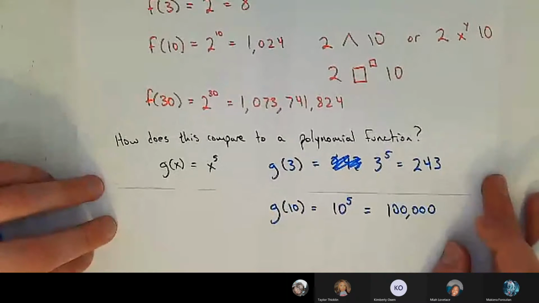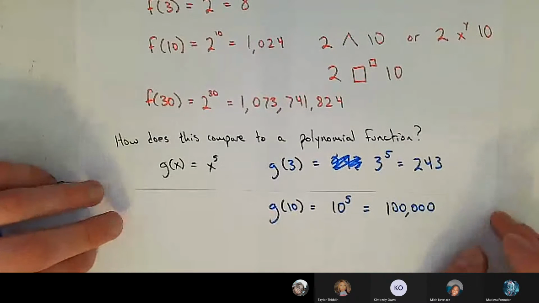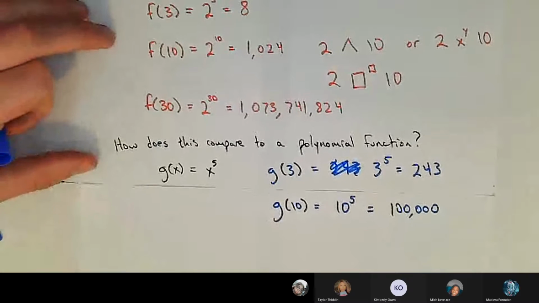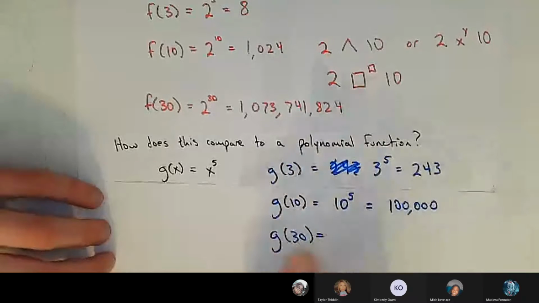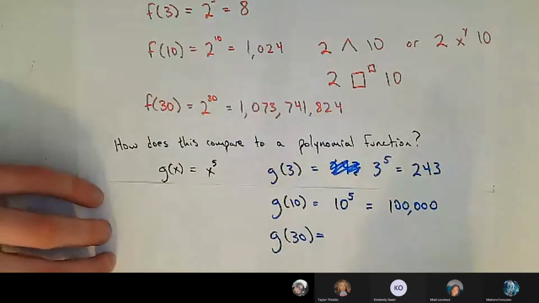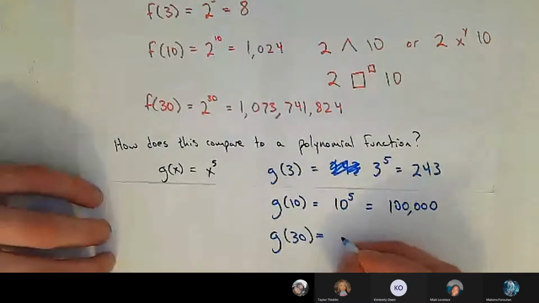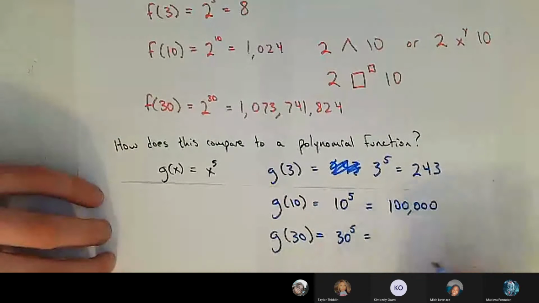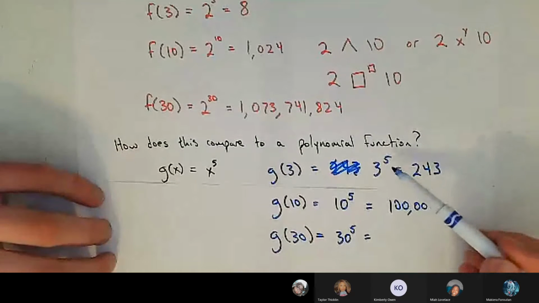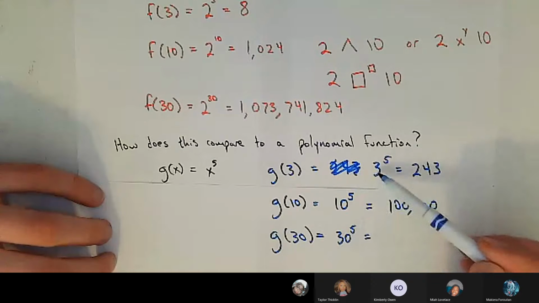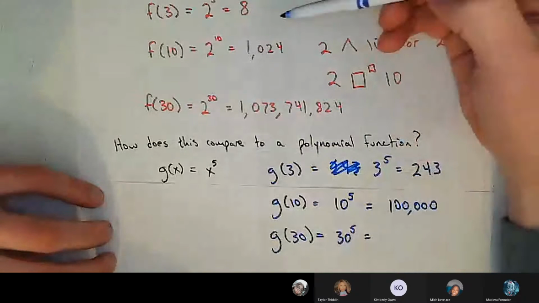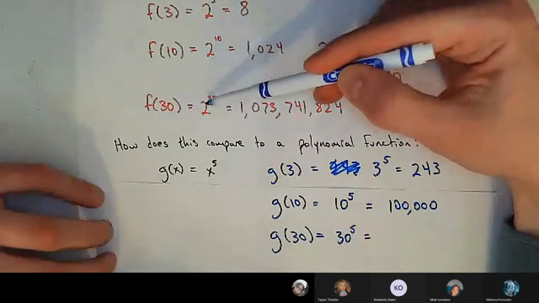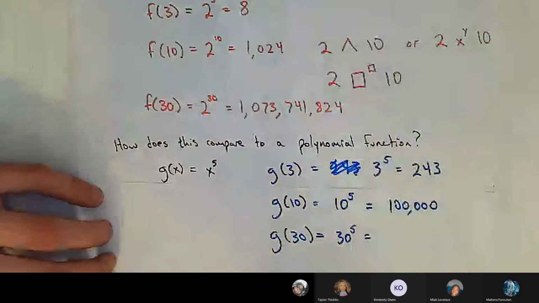Now, I told you that exponential growth is stronger than polynomial growth. So what is going on here? Well, let's see what happens at g of 30. We have f at 30 already. F at 30 is this 1 billion and so on. So g of 30 is 30 raised to the 5th. So notice how in each of my outputs here, the exponent is staying fixed, right? And it's the base number that's changing for this polynomial function. Compare that to this exponential function where the base is staying the same, but the exponent is changing.